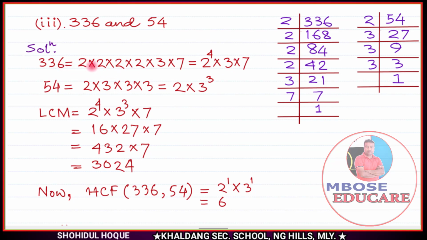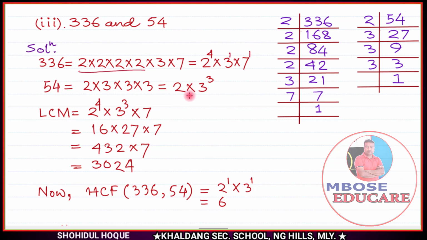336 is equal to this 2 into this 2 into this 2, 1, 2, 3, 4 times. So 1, 2, 3, 4 times we have to write as the product. Remember it, multiply symbol you have to put. Into this 3 into this 7. Finally we have to write in the power form. So you see 2 is 4 times, so 2 to the power 4, into 3 is 1 time, so 3 to the power 1, and 7 is 1 time, 7 to the power 1 we can write.